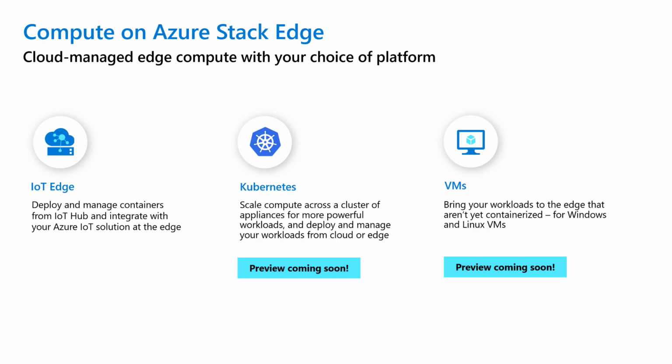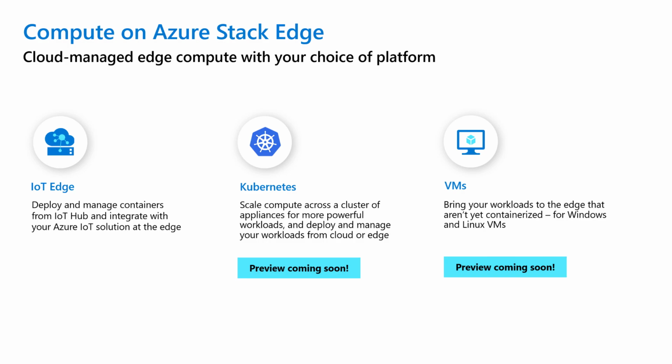What about compute on Azure Stack Edge? Now, as I mentioned, this device is not a full-fledged computer. It's not just your VM dispenser. Rather, we are deploying intelligent compute on this edge appliance. So we can deploy things like Azure IoT Edge and use that to deploy and manage containers from Azure IoT Hub and integrate your solution at the edge. You can deploy Kubernetes clusters to scale across multiple nodes to provide a cluster of appliances so you can manage your workloads from cloud to edge.